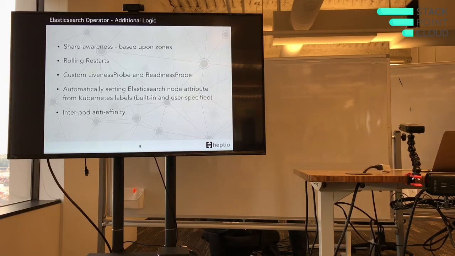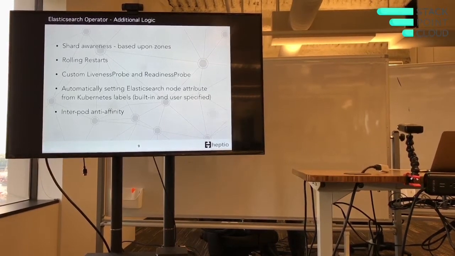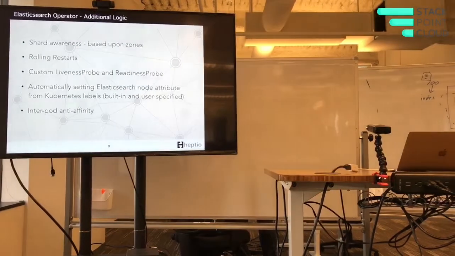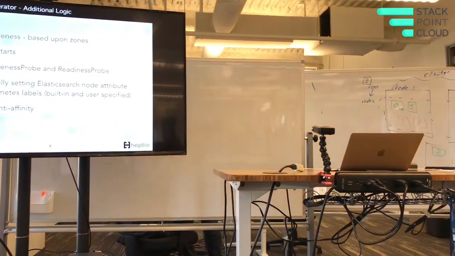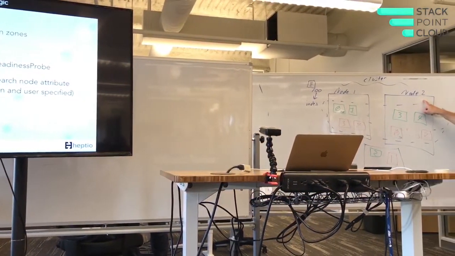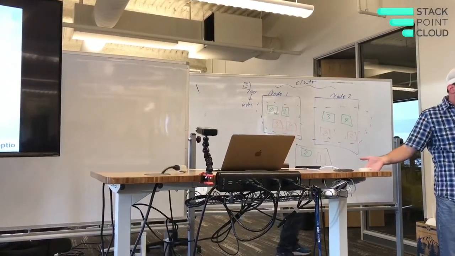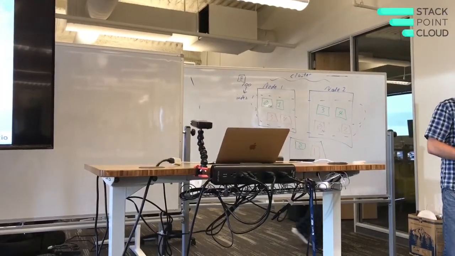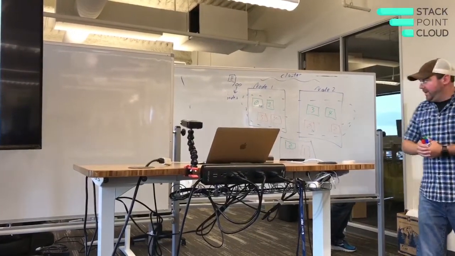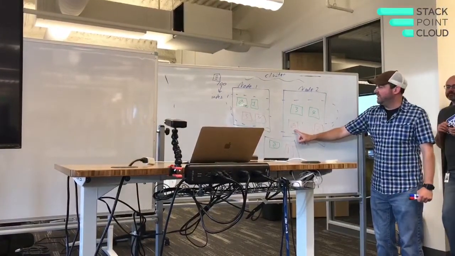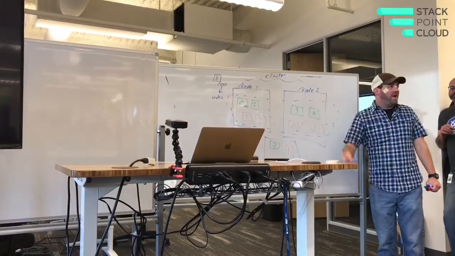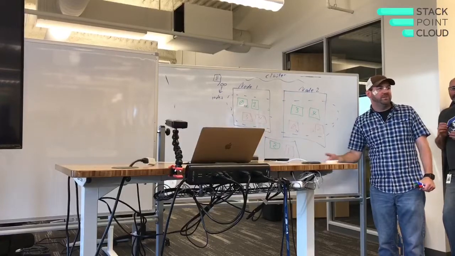What are the kinds of things we need to worry about and implement in this custom logic, besides just gluing all of that together? Well, one is shard awareness. Elasticsearch doesn't know that this node and this node might be running on the same rack, or the same VM, the same node in Kubernetes, or the same zone in EC2, etc. So we wouldn't want it to put a replica over here, because if a whole rack fails, we're going to fail both of these nodes at the same time.